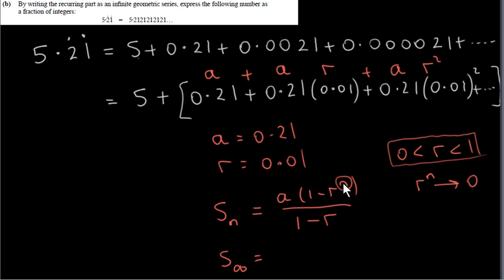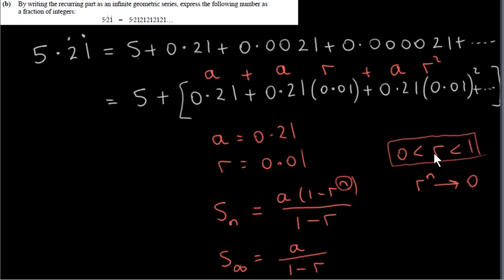See, r is 0.01. If we raise it to the power of 2, we get 0.0001. Raising it to the power of 3 will make it even smaller. So as n goes off to infinity, r to the power of n will go to 0. So we're going to be left with a times (1 minus 0). Well, that's just a times 1, which is a over 1 minus r. So this is a formula, if you like, for the sum to infinity of a geometric series.